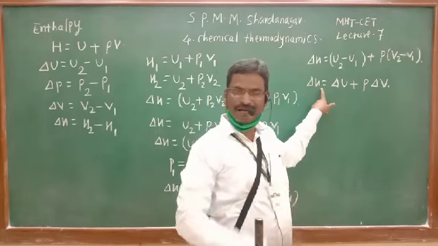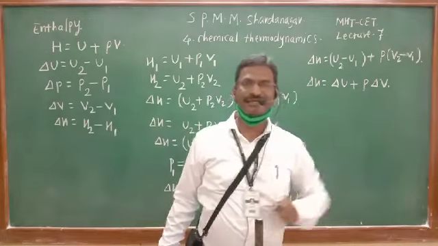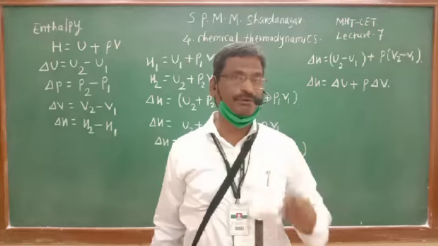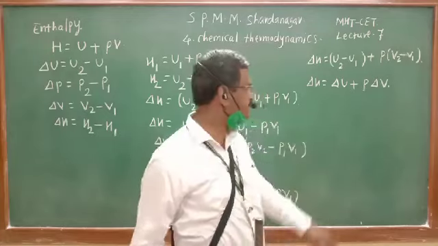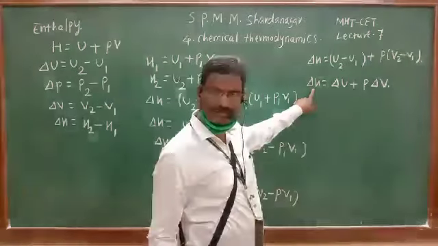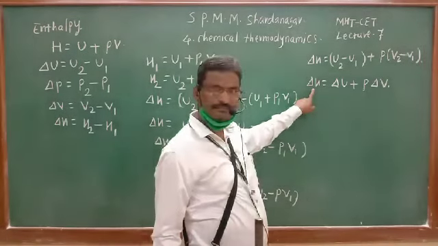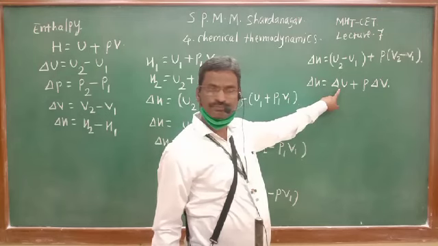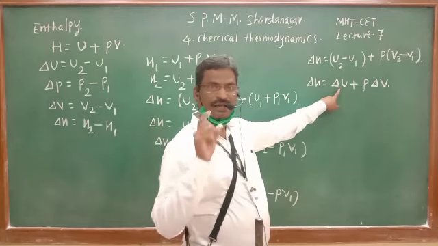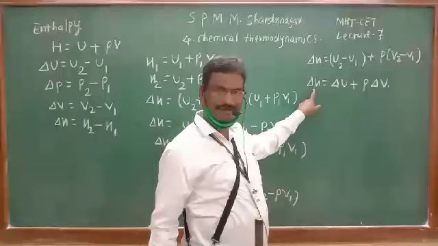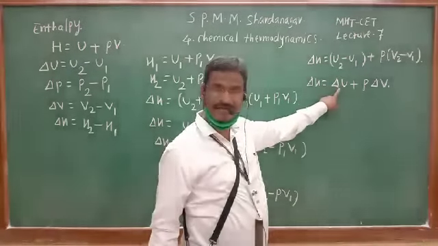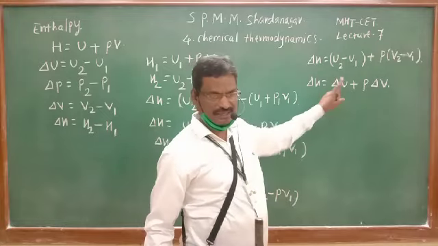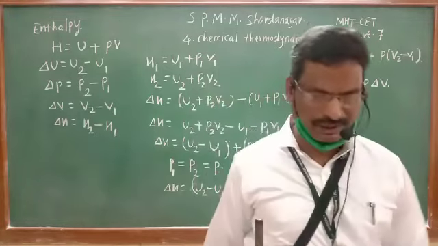So this is about enthalpy change. Now using this enthalpy change, we have to see what is the relationship between heat of reaction, that is delta H, and internal energy of the reaction delta U, enthalpy of reaction at constant pressure, enthalpy of reaction at constant volume. For a chemical reaction, this relation now we have to derive.